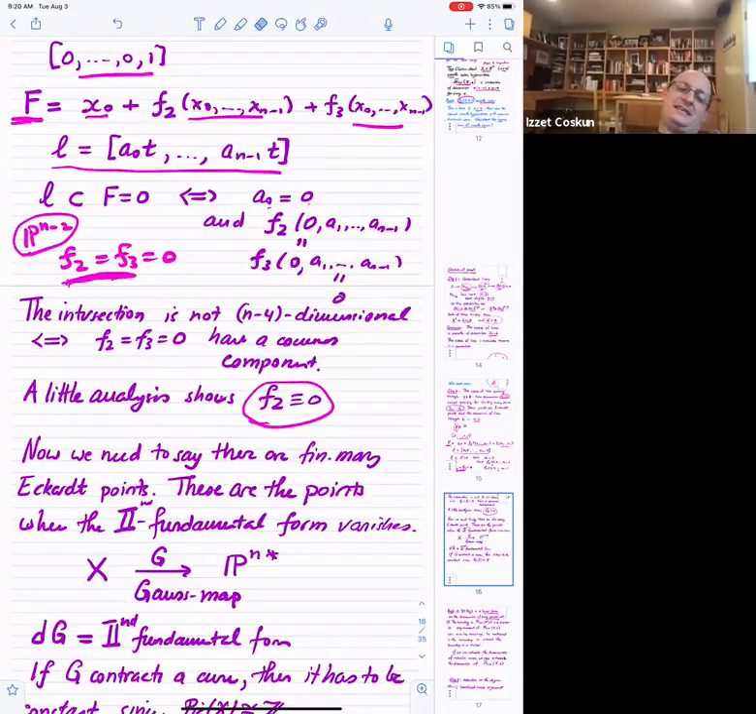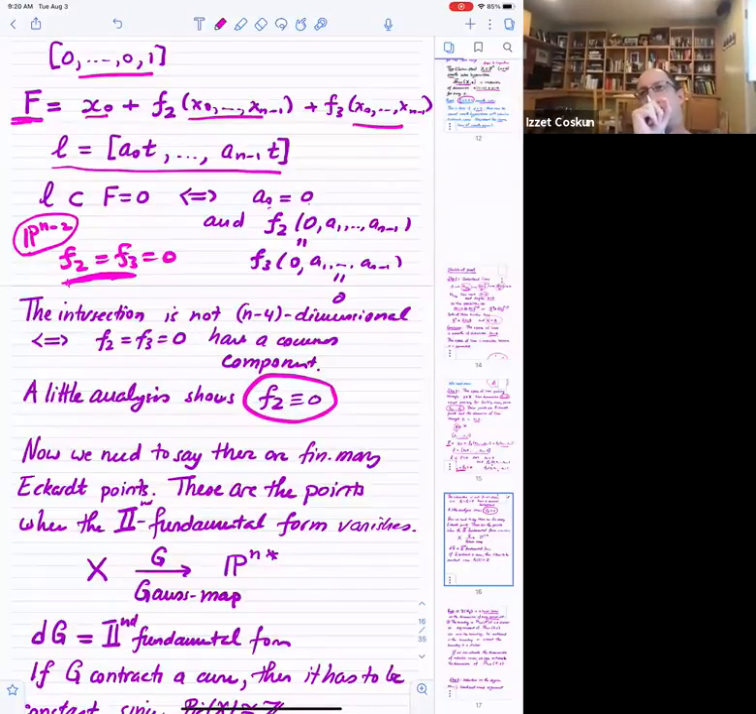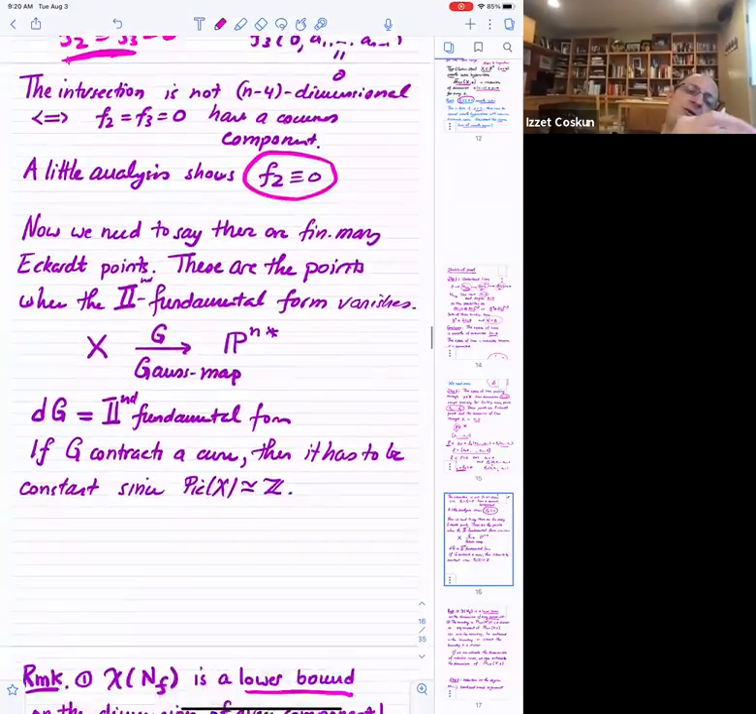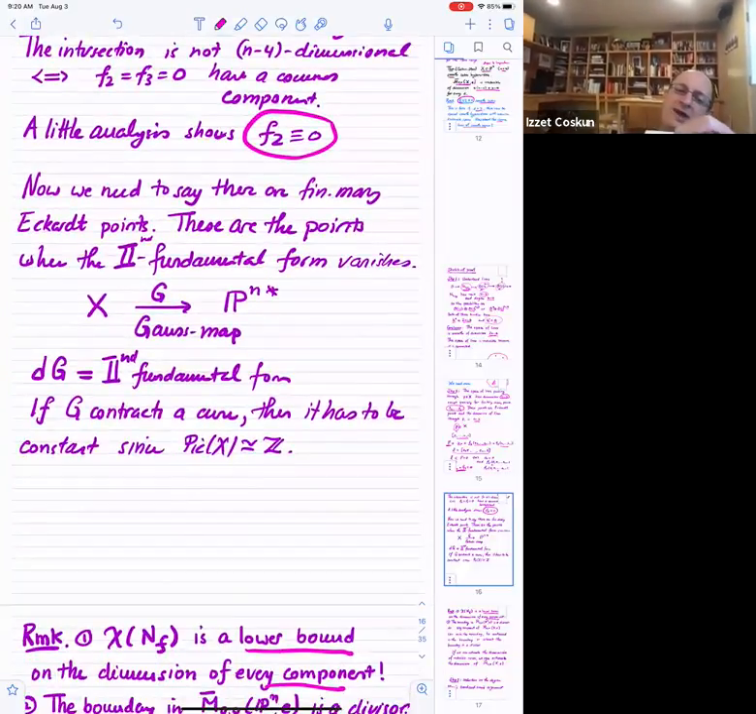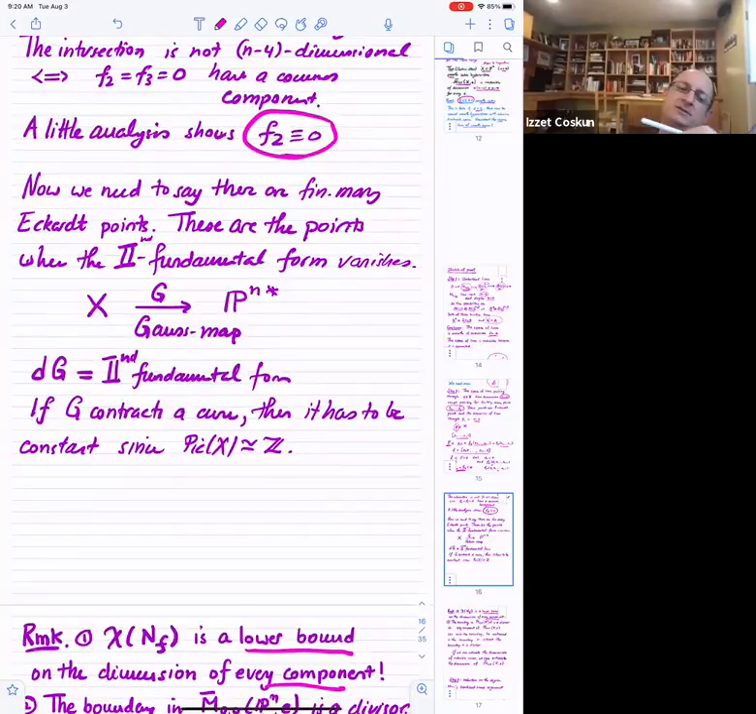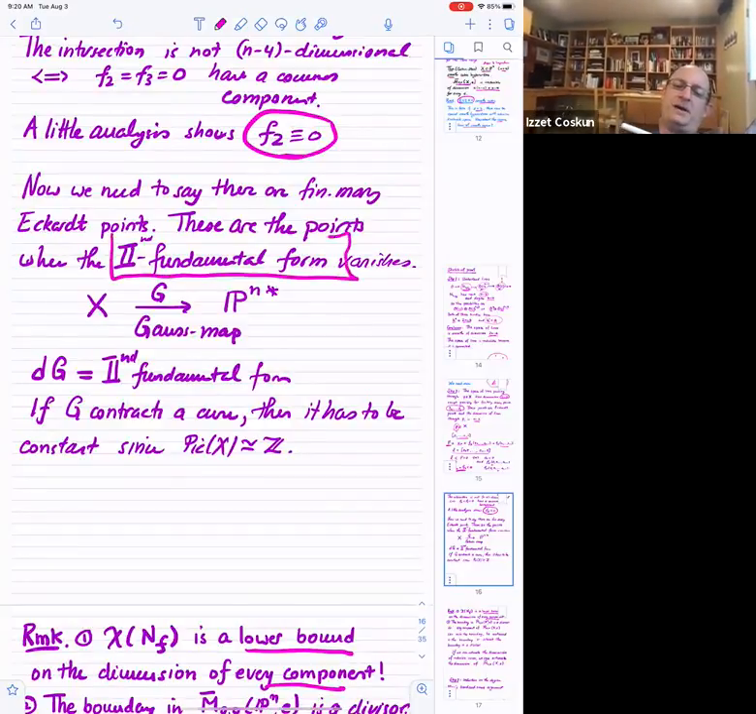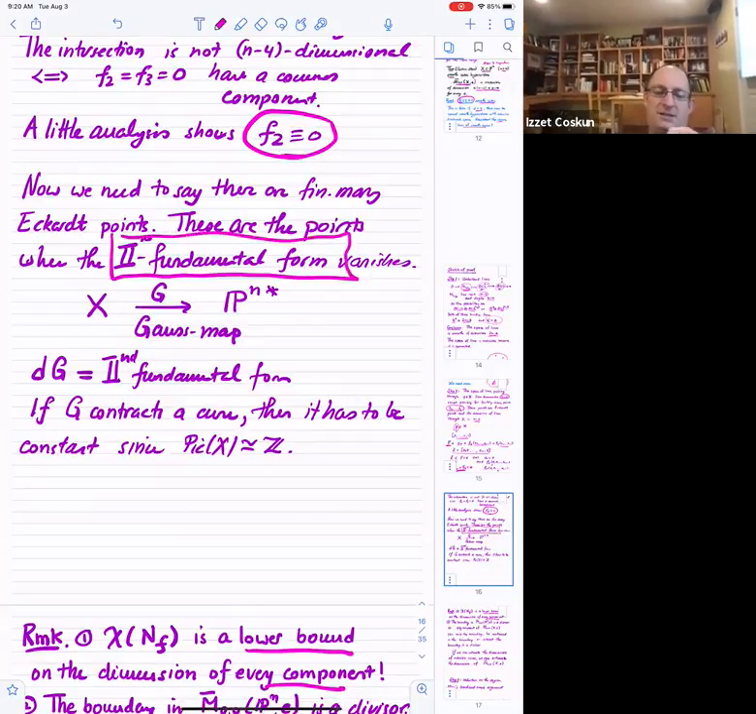So now what we need to say is that there can be only finitely many points where, in the Taylor expansion, the quadratic form vanishes. But that we know how to do. You see, this quadratic form has a different name in differential geometry and algebraic geometry. It's called the second fundamental form, right? This second fundamental form is the derivative of the Gauss map.